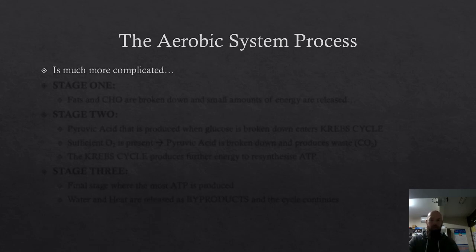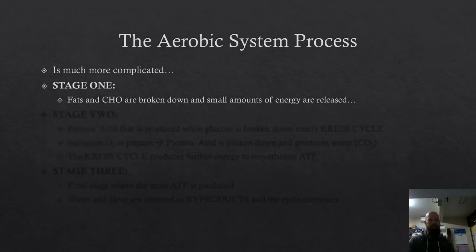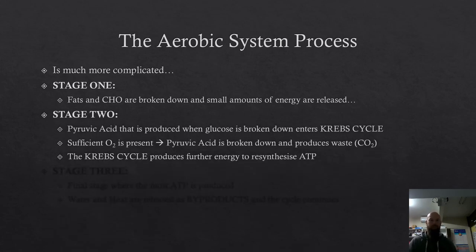So how it works, it's in stages. Okay, stage 1, the fats and carbohydrates are broken down and small amounts of energy are released. Okay, at stage 2, we get our pyruvic acid. When the glucose doesn't get broken down, it enters the Krebs cycle. You don't need to know the Krebs cycle, you just need to know that it enters the Krebs cycle. So if you think back to that picture that was drawn a few slides back at the start, go back to that. Or if you want to look at it in your textbook, it is on page 111. You just need to know what it's called.